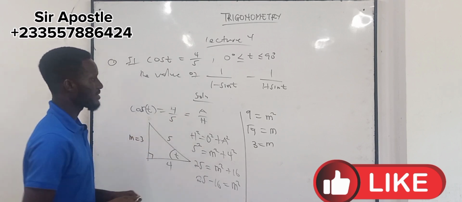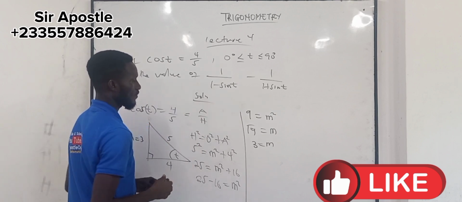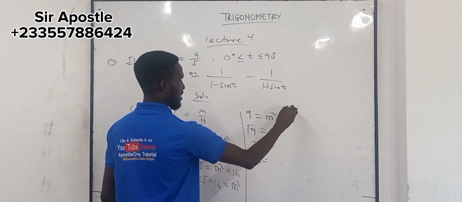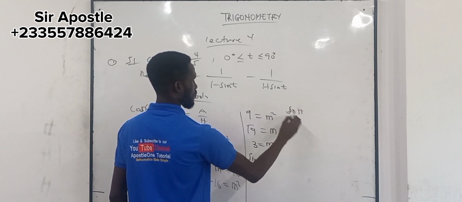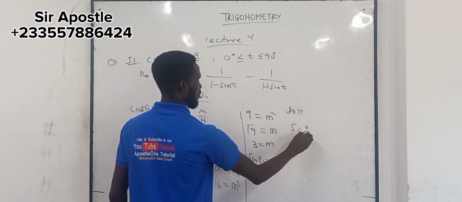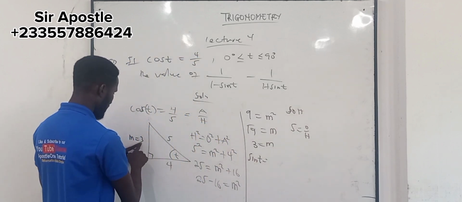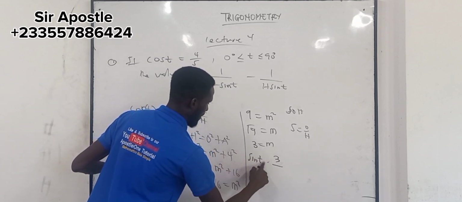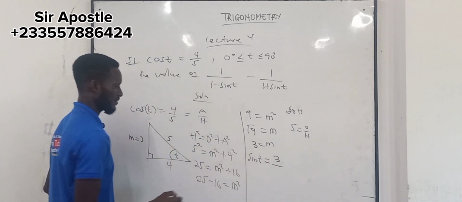Now let's find our sine t. So let's solve for sine t. Sine is so, and what is so? It is opposite over hypotenuse. What is the opposite? The opposite is 3. And what is the hypotenuse? The hypotenuse is 5.